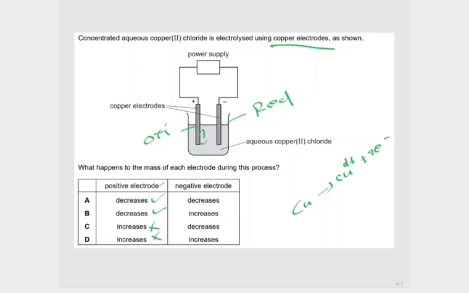Now what happened to the negative electrode? The Cu2 plus ions from the solution will accept a couple of electrons and will form copper metal, and the mass of the negative electrode will increase.